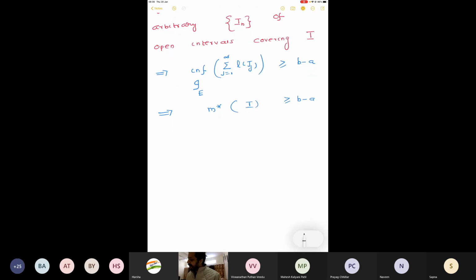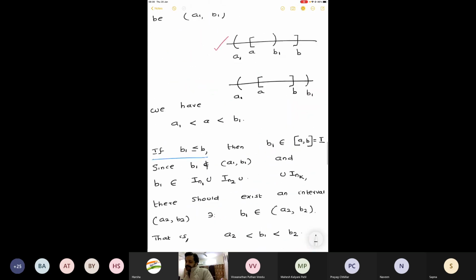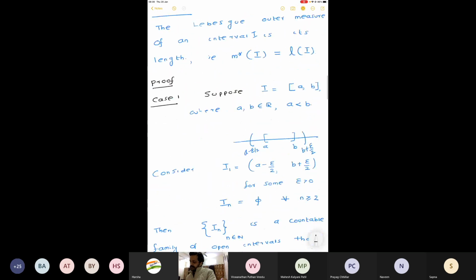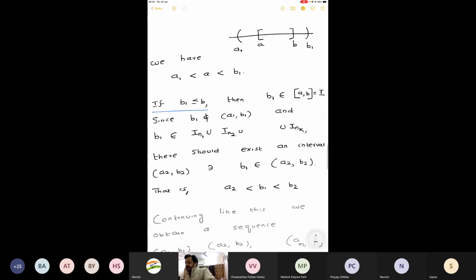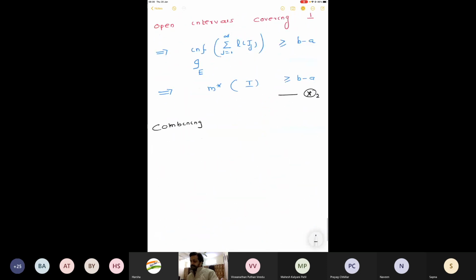M star of I is greater than or equal to B minus A, combining this star 2, and previously you have already proved this, star 1. You have M star of I is equal to B minus A, and that is actually the length of I. So the measure of an interval coincides with the length of the interval if the interval is closed and bounded.